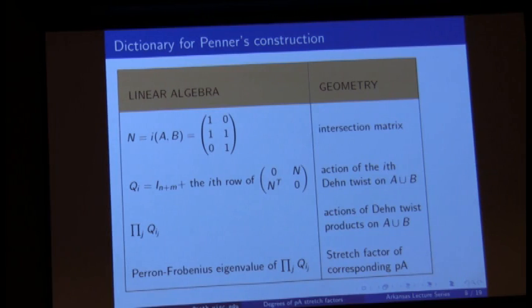And the stretch factor is exactly the Perron-Frobenius eigenvalue, which is the largest eigenvalue of this product. So all I need to do is look at these matrices Qi depending on the intersection matrices and study the eigenvalues of these products.